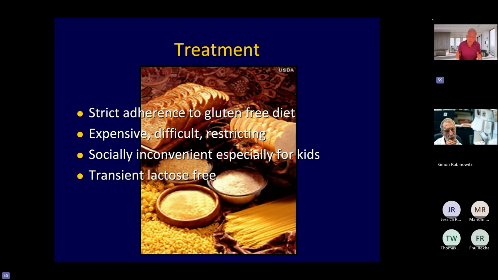This is particularly socially inconvenient for children that go to parties, they have parties at school, other kids' houses, and it can be very difficult to make sure they adhere to a gluten-free diet. In patients who are symptomatic, we would also recommend that they be transiently lactose-free because they may develop a lactase deficiency as a result of villus atrophy.